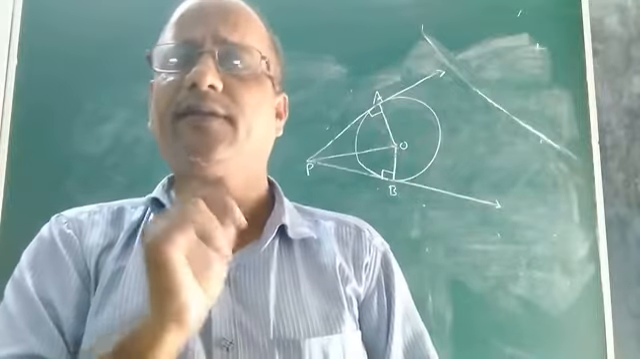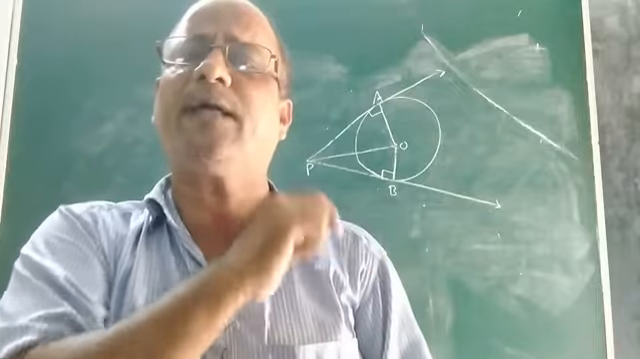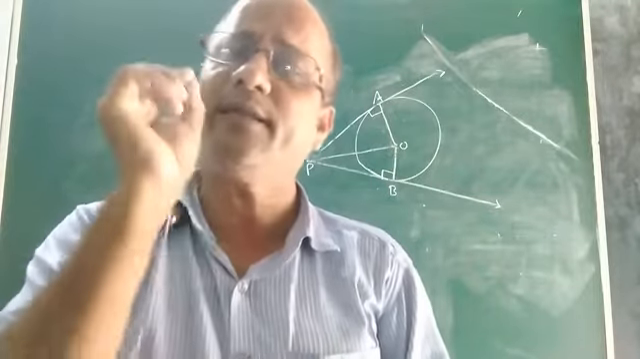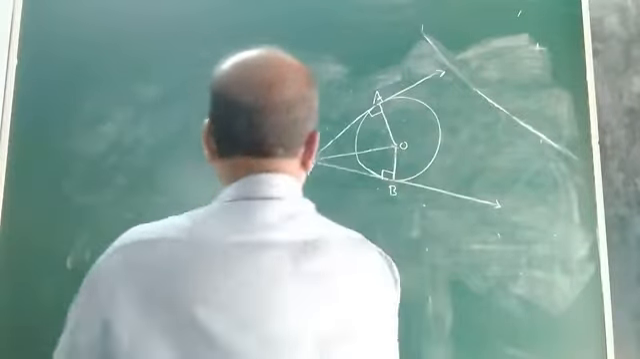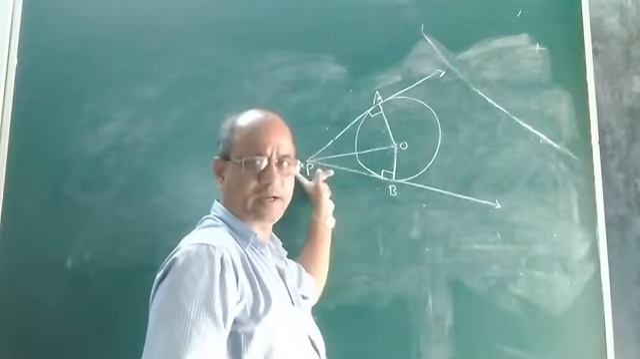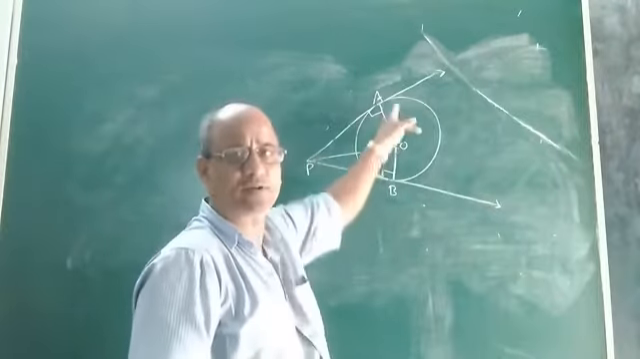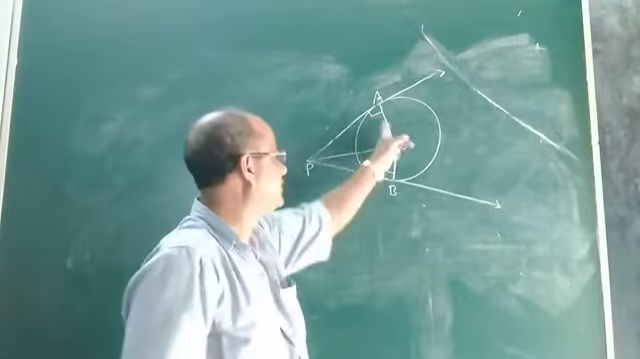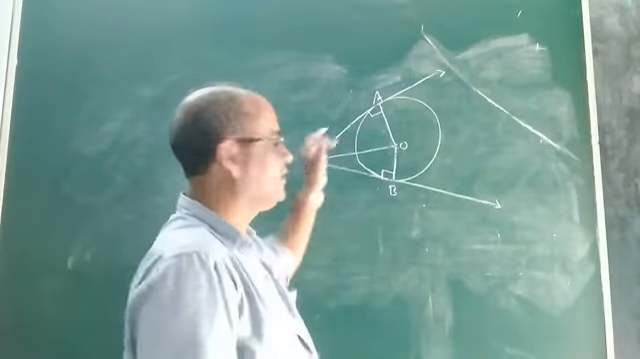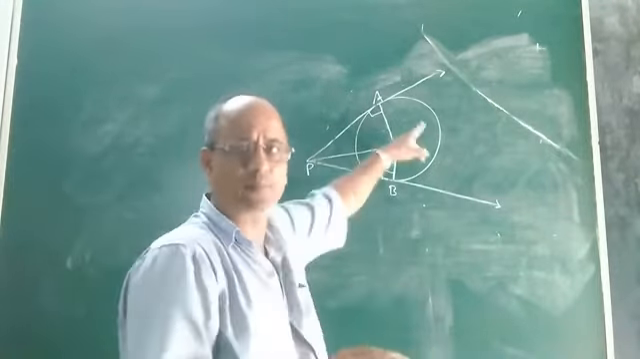See, children, in a circle, if you are given a point outside it, from that point to the circle, how many tangents can we draw? Look at the figure. Suppose this is a circle, P is a point not lying on it, it is outside, external. From this external point, we can draw at best how many tangents? Definitely 2. Can you draw more than 2 tangents? Not at all. So 2 is the maximum number of tangents possible from an external point to a circle.